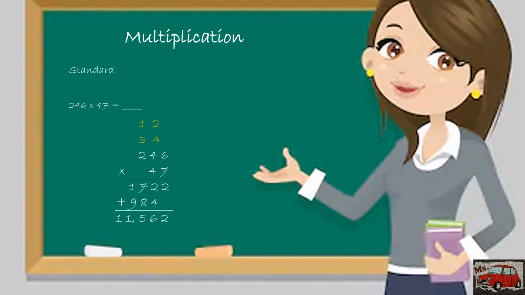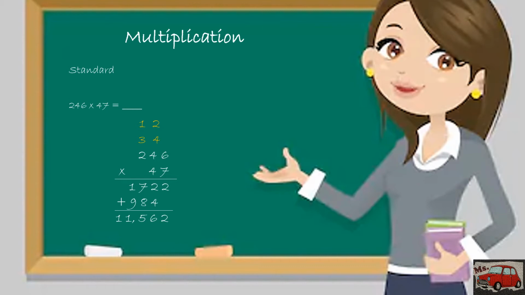Another example. I have here 246 times 47, and let's use the standard way. So this time, dalawang number na yung i-multiply ko sa 246. So una, i-multiply ko muna yung 7 dun sa 246. So 7 times 6 is equals to 42. So, yung 2, ilalagay ko sa baba. Yung 4, ilalagay ko sa taas ng next na number.